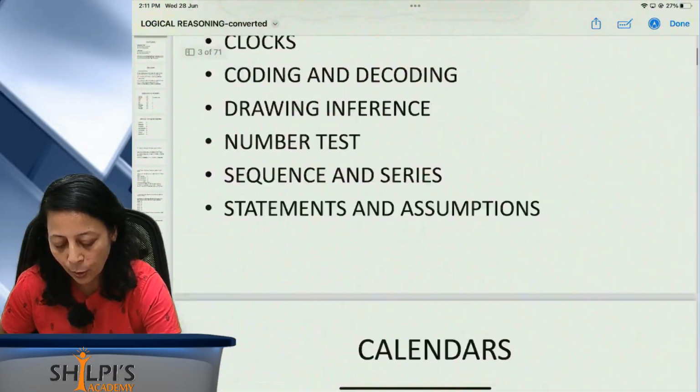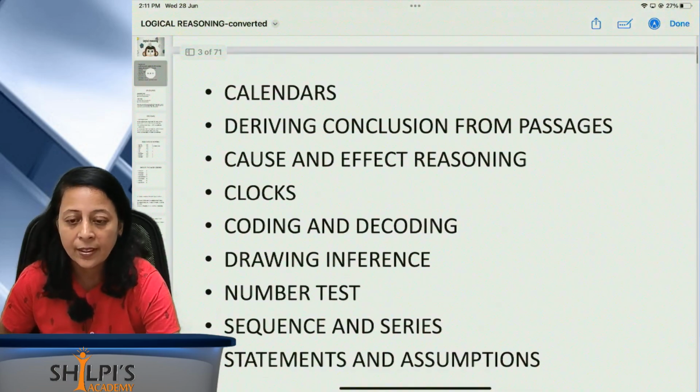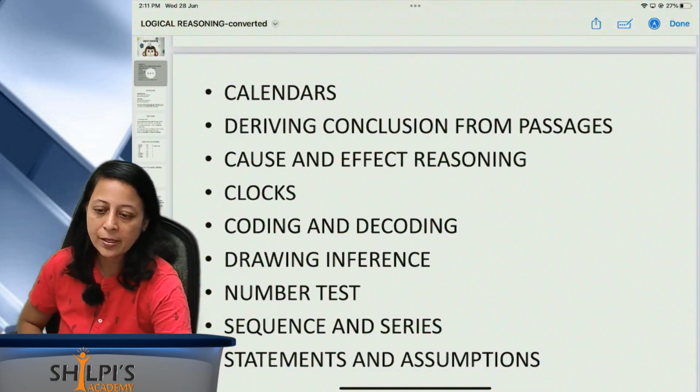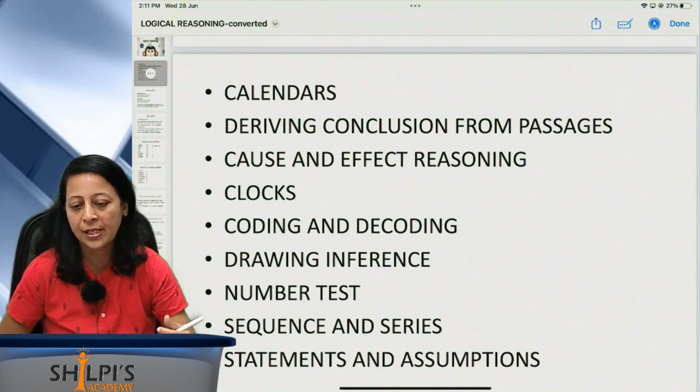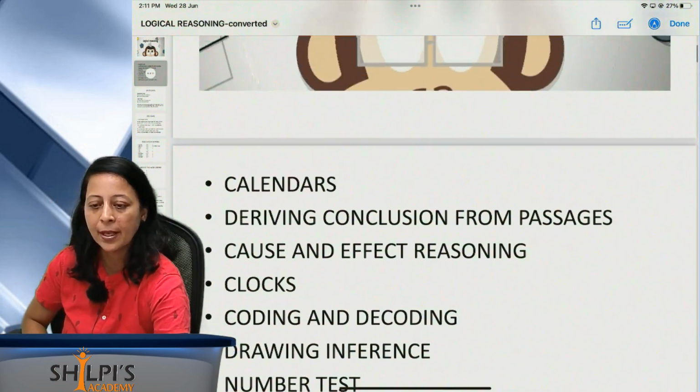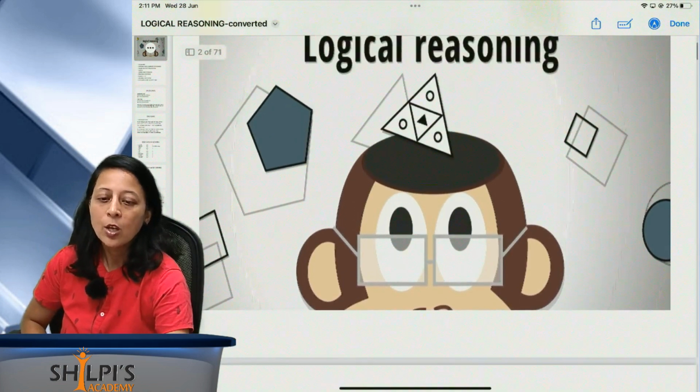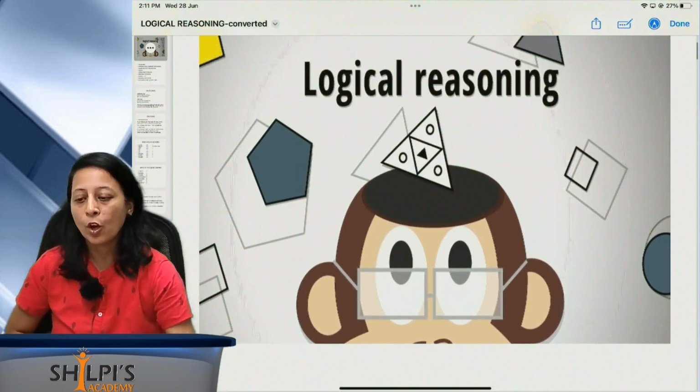Just for you to know, we are done with calendars, deriving conclusion from passages, cause and effect reasoning, clocks, coding, decoding, drawing inference, number test, sequence and series, statement and assumption. So these are for logical reasoning.